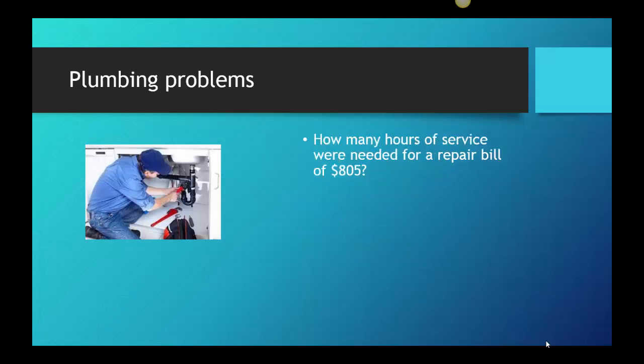If we get the bill and we're like, how long were you here? We could go backwards and say, well, I know that 805 would be 85x plus 125. I can subtract that 125 over, so now I have 680 is 85x. Divide by 85, and it says this is 8 hours of service.